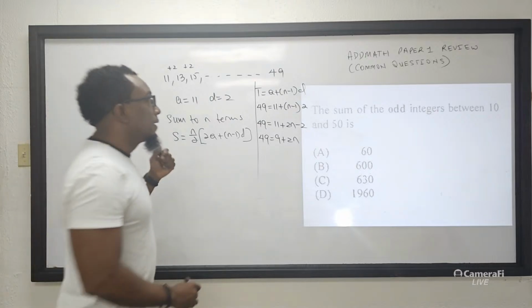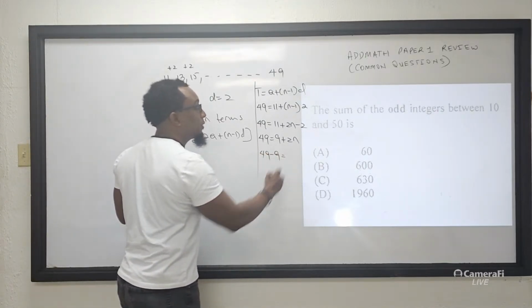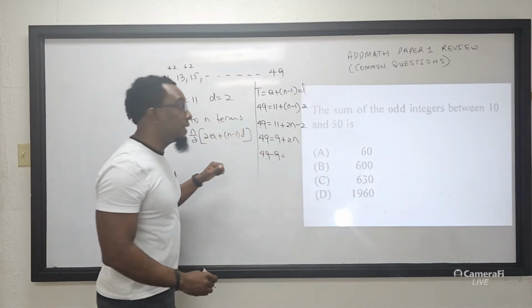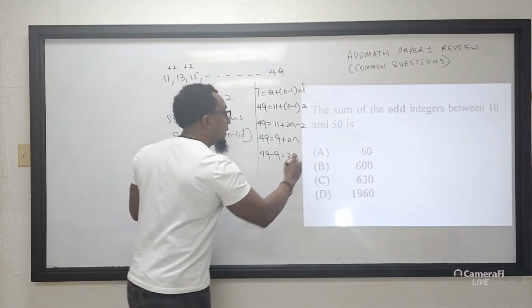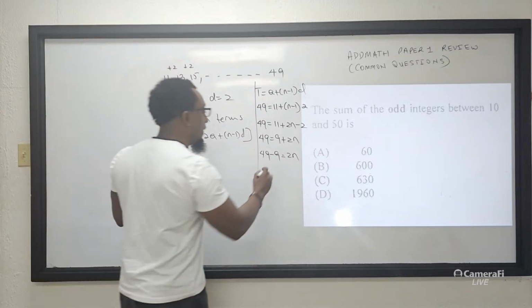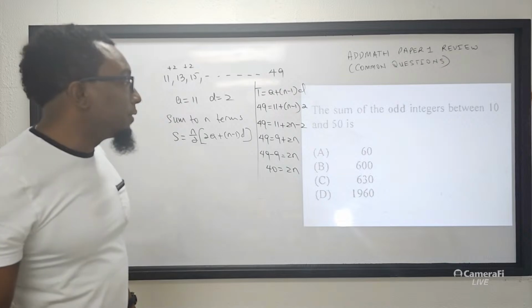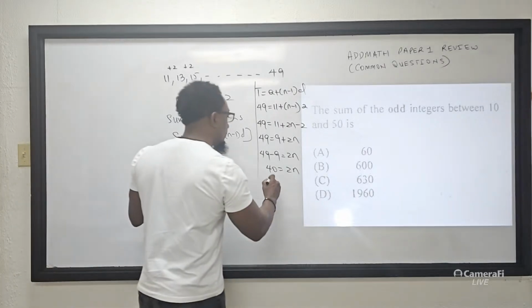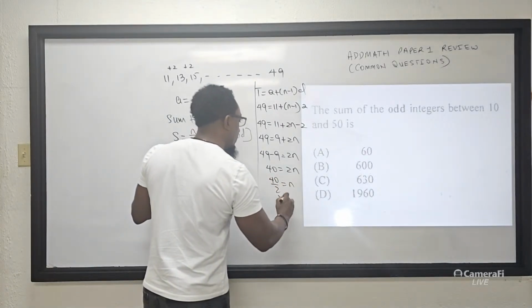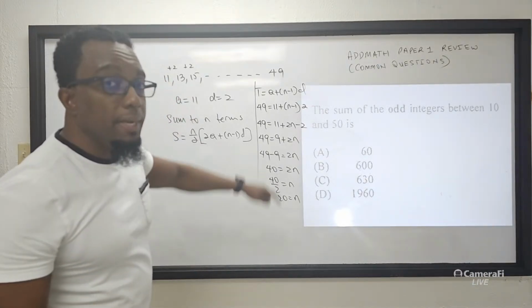Let me subtract 9 from both sides. 49, subtract 9, positive 9 comes across to the left as negative 9, is equal to 2n. 49 minus 9 is 40, is equal to 2n. And then I can divide both sides by 2, so the number of odd integers between 10 and 50 will be 20 of them.